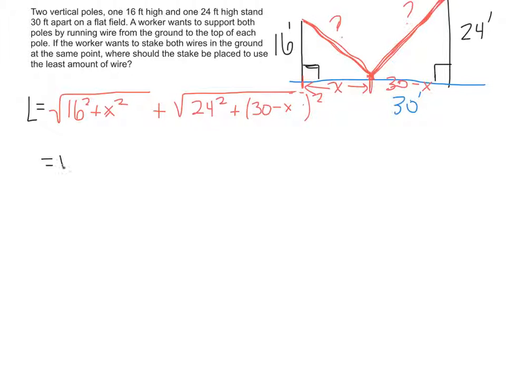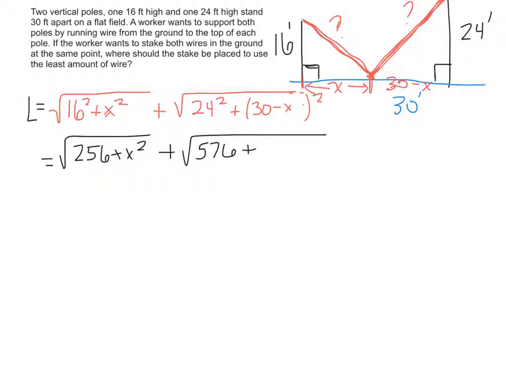So this over here is going to be the square root of 256 plus x squared. And this over here is going to be the square root of 24 squared is 576 plus, if I square 30 minus x squared, that's going to be 900 minus 60x plus x squared.